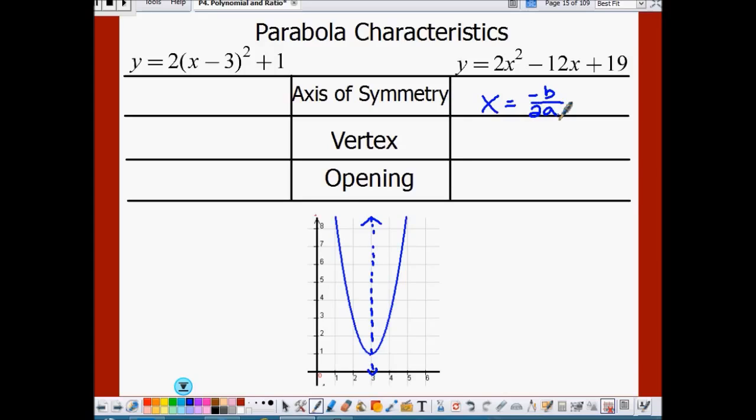So the axis of symmetry, and you see here, the axis of symmetry is a vertical line. Vertical lines have equations in the form x equals a number. So your axis of symmetry can be found by that formula there. Note this. Go back now to transformation form. Your axis of symmetry passes through your vertex every time.